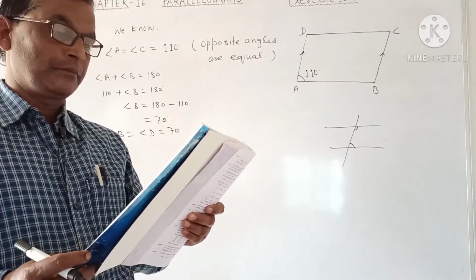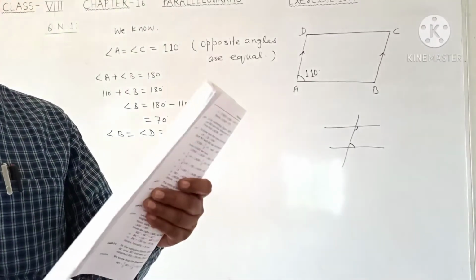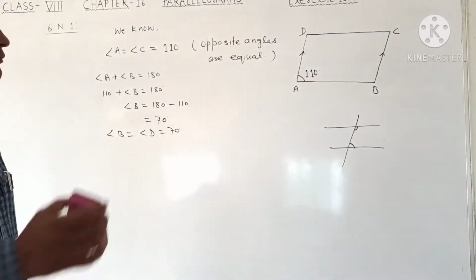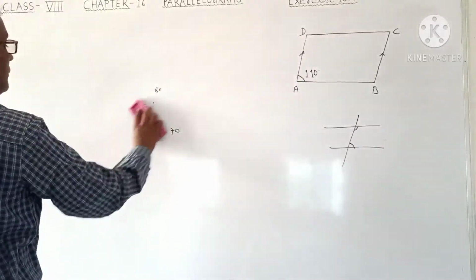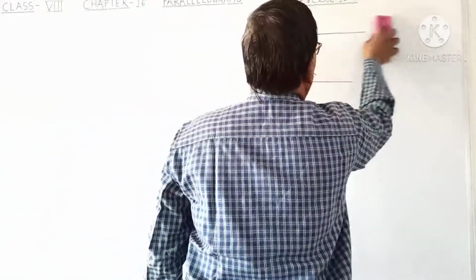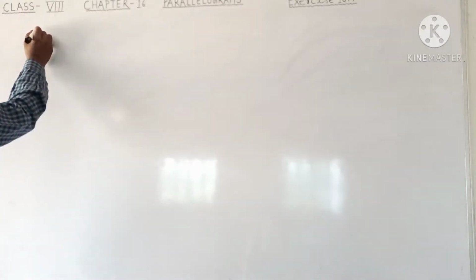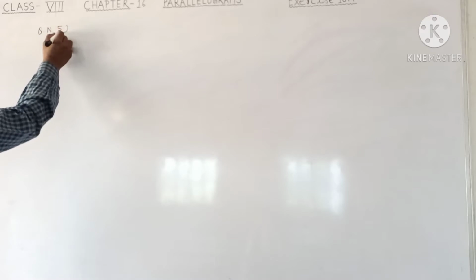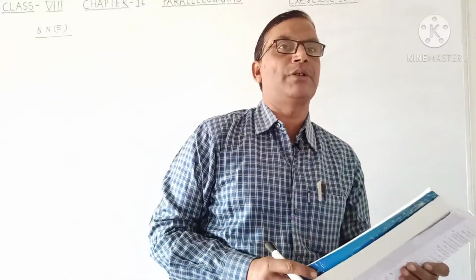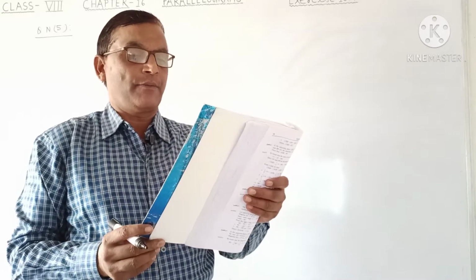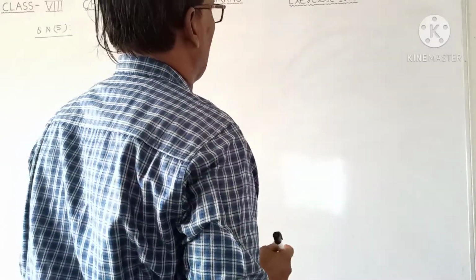Now question number 5. The sum of two opposite angles of a parallelogram is 130 degree. Find the measure of each of its angles.